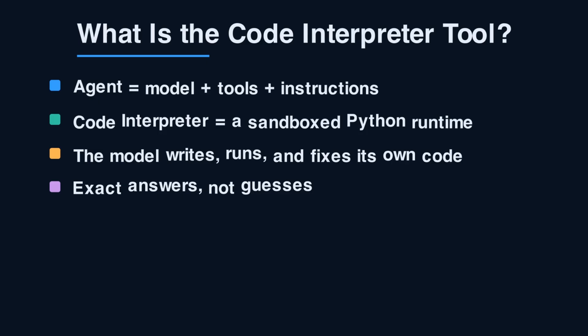That loop, reason, write code, run, observe, is what makes it reliable for anything numeric. Instead of guessing the average of a column, it literally loads your file and computes it. And you never manage that sandbox, it is fully serverless.